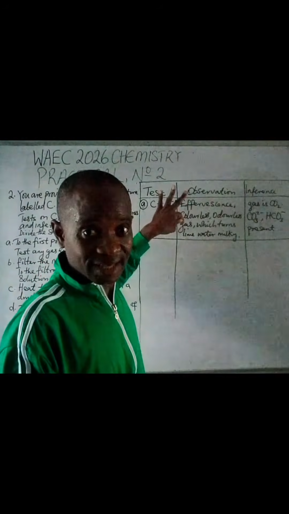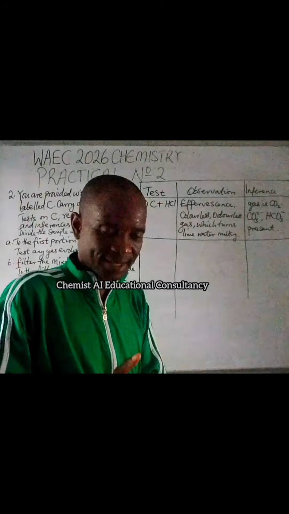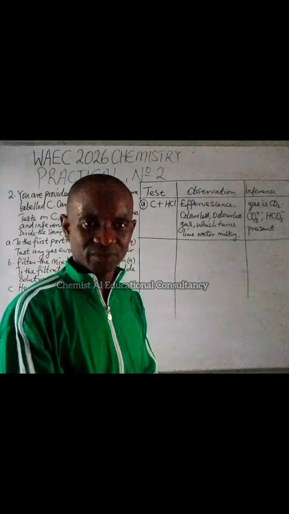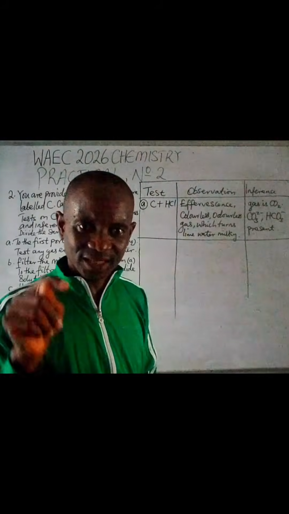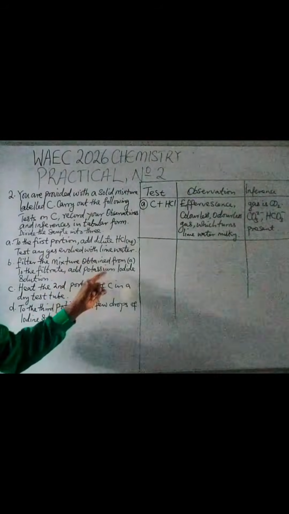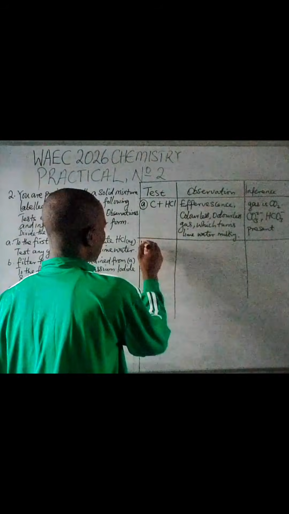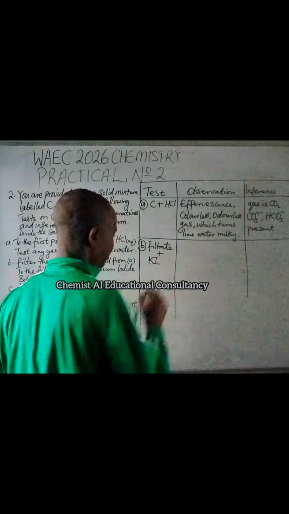Now number 2 question B. It says filter the mixture obtained from A and to the filtrate add potassium iodide solution. Yes, still inside the test tube, we now have a chemical solution. So you have to filter it to get a solid residue and a colorless filtrate. That filtrate, you have to carry out a test on the filtrate. So it says to the filtrate add potassium iodide solution. You come to question B and say filtrate plus potassium iodide.